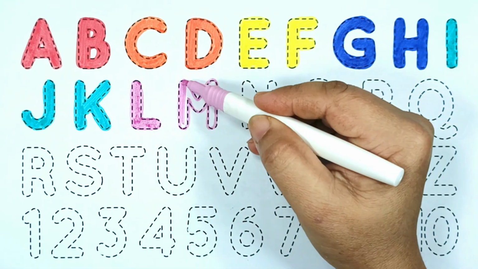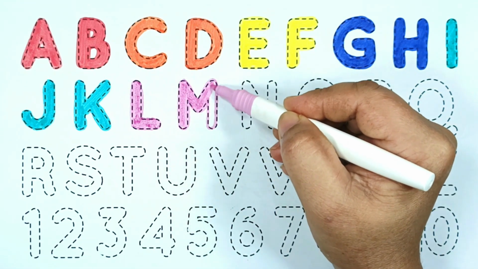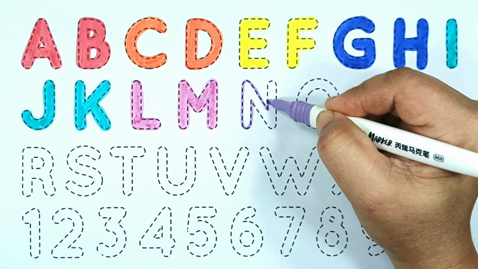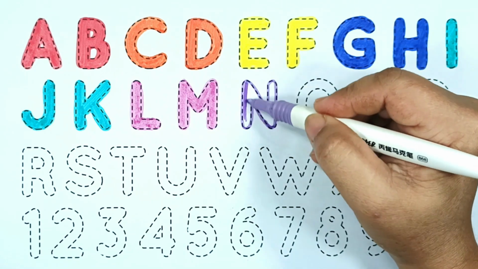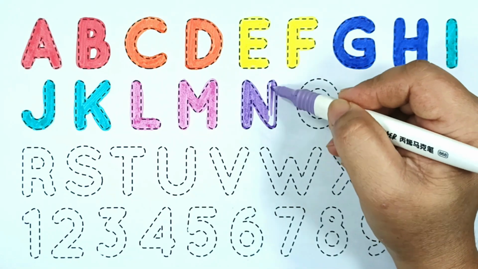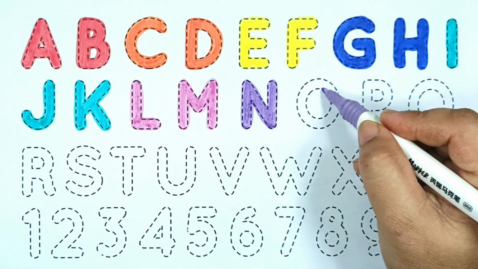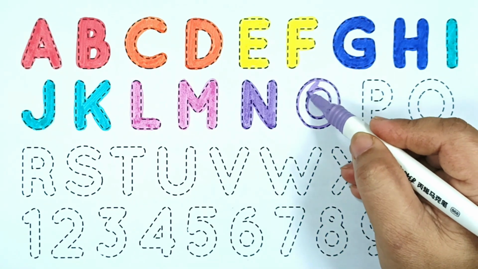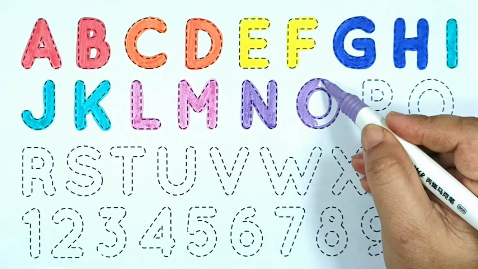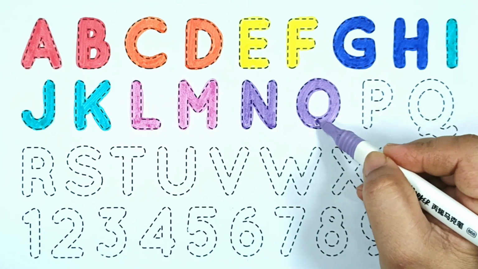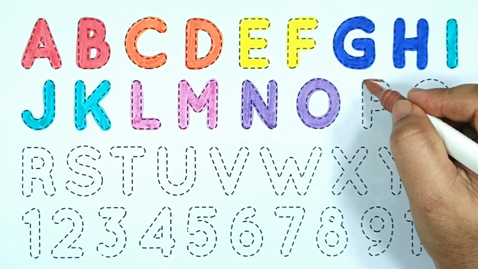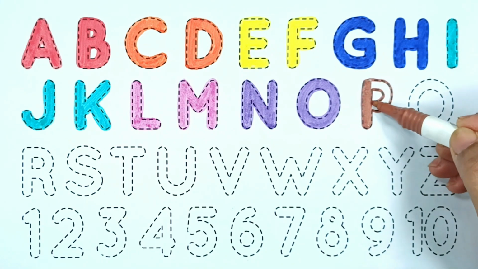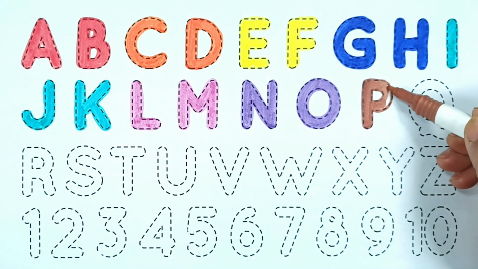M. M for man. N. N for net. O. O for onion. P. P for pen.